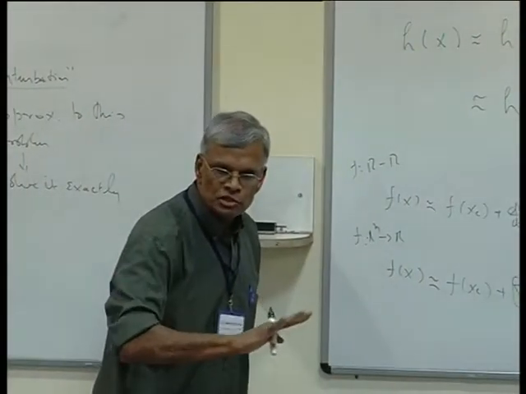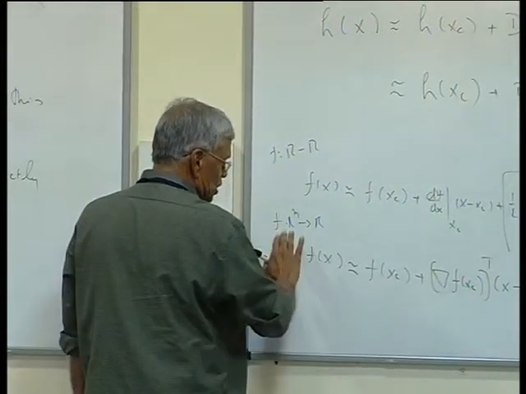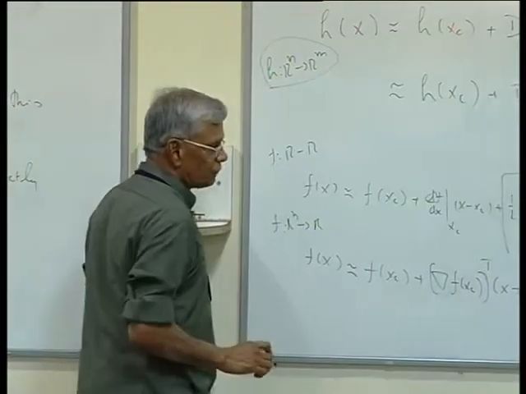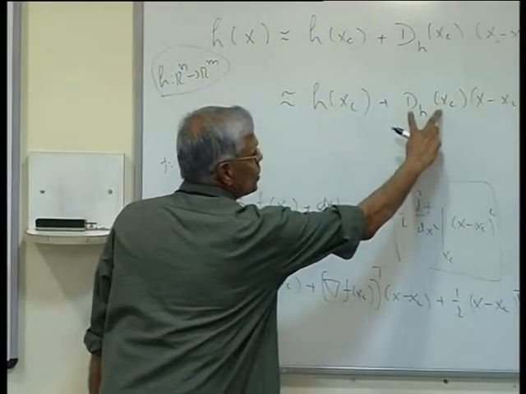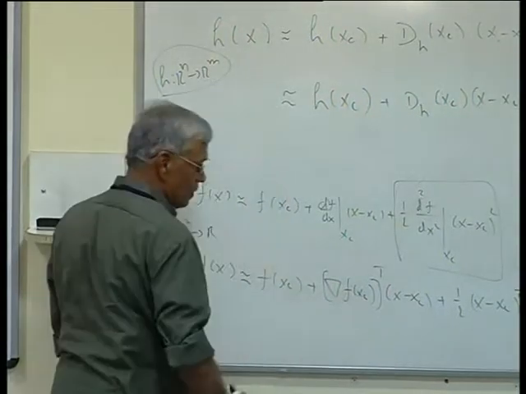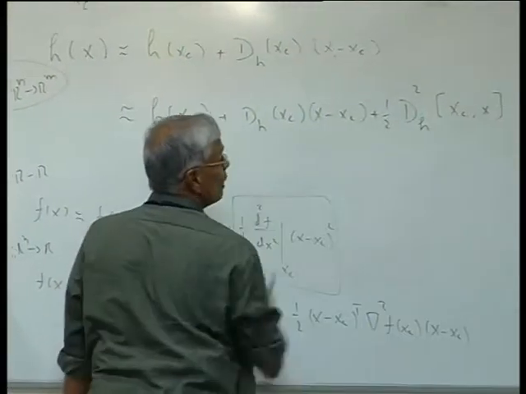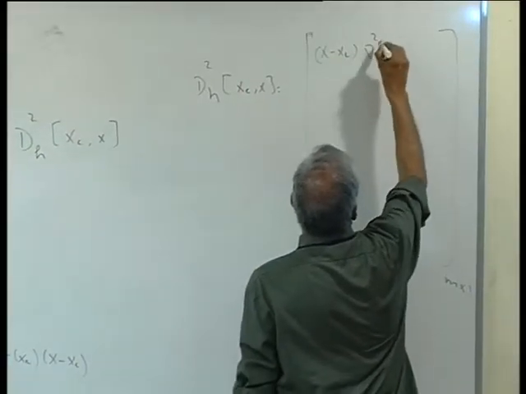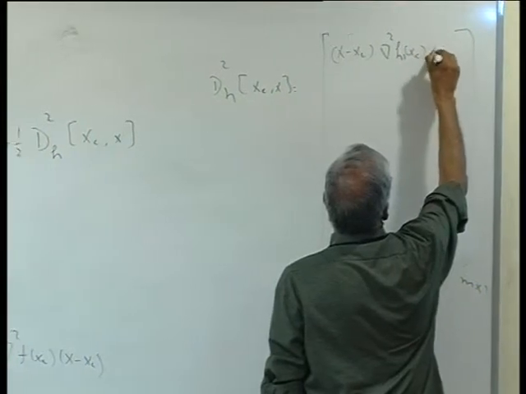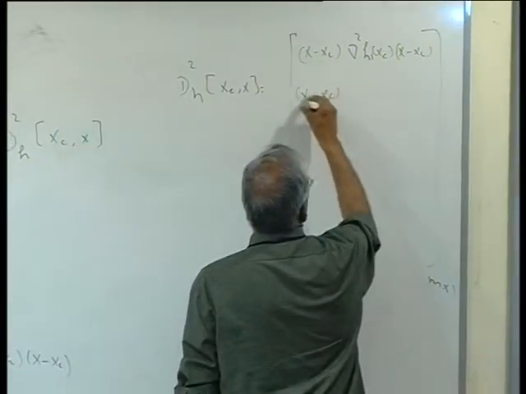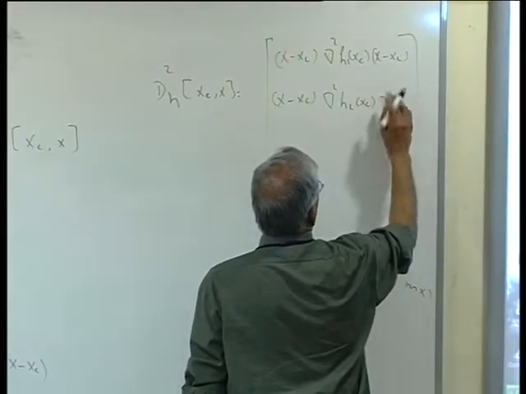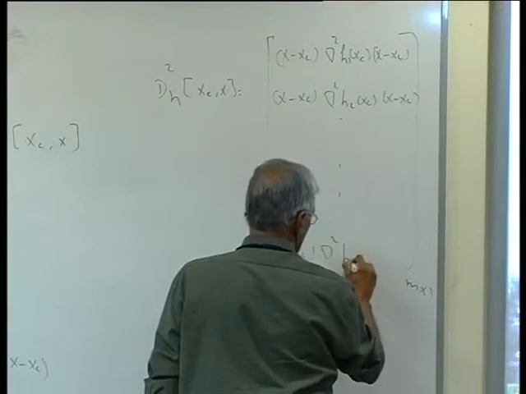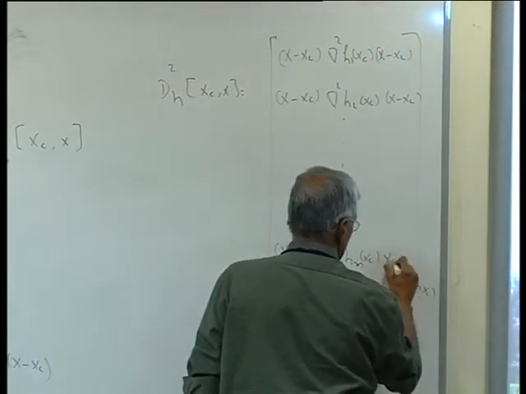I would like to build your intuition slowly and steadily. So this is for the function R to R. This is for the function Rn to R. What do I have? I have an H from Rn to Rm. Once you understand this analogy, you can readily see the rows of this are essentially the gradients as rows. So direct analogy. Now I would like to be able to get this. So what is the first component of H? H1. So I have (x minus xc) transpose, the Hessian of H1 at xc, times (x minus xc). Then (x minus xc) transpose, the Hessian of H2 at xc, times (x minus xc), and so on up to the Hessian of Hm at xc, times (x minus xc).